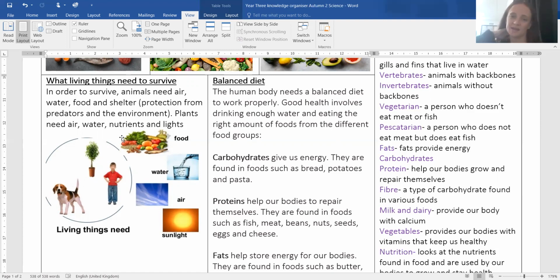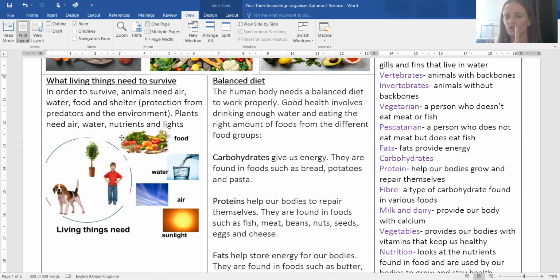And we are looking also at a balanced diet. So the human body needs a balanced diet to work properly. Good health involves drinking enough water and eating the right amounts of different food groups. And I have just read through some of those in the vocabulary words, and I didn't quite explain them, so we'll be explaining them now.